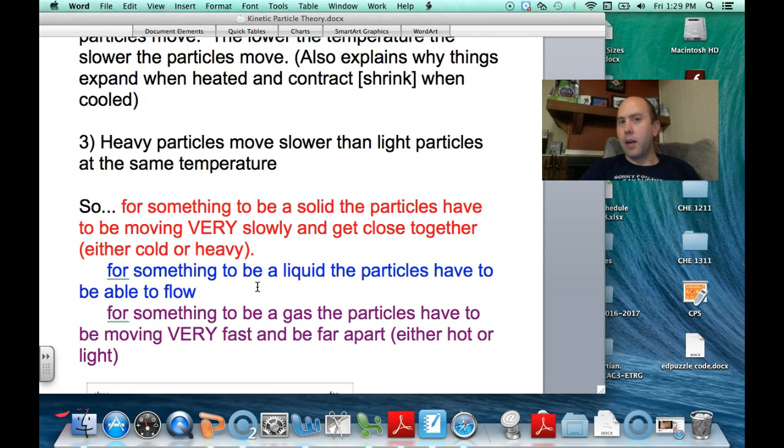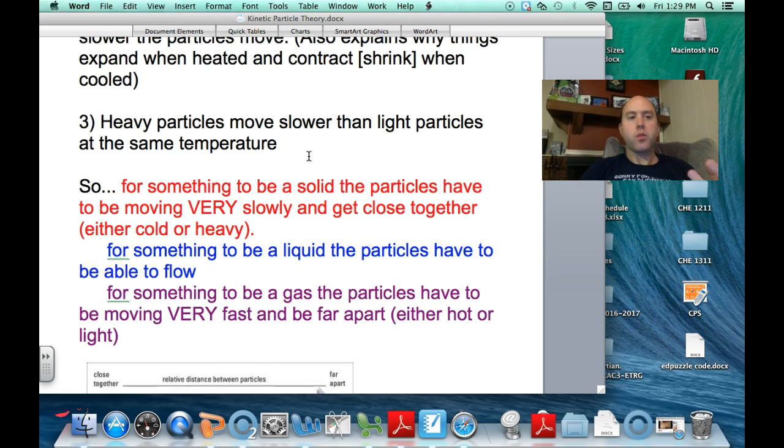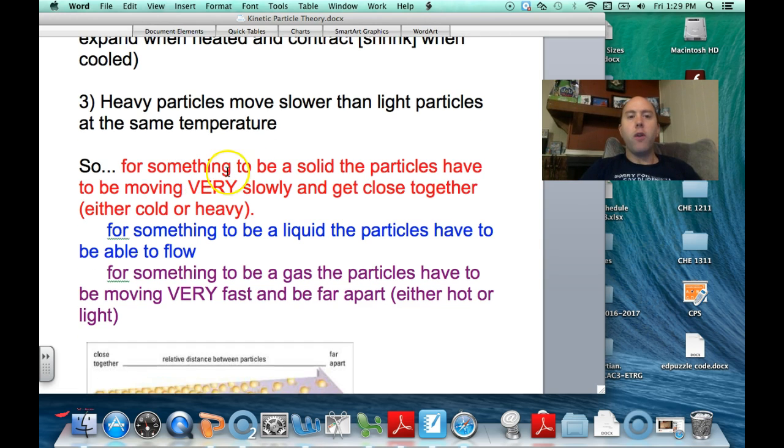Number 3. This is common sense too. Heavy particles move slower than light particles at the same temperature. I mean, it makes common sense. Well, let me talk about this and you'll see why it makes sense. So, for something to be a solid, the particles have to be moving very slowly and get close together. Now, for that to happen, either it's really cold or it's really heavy.